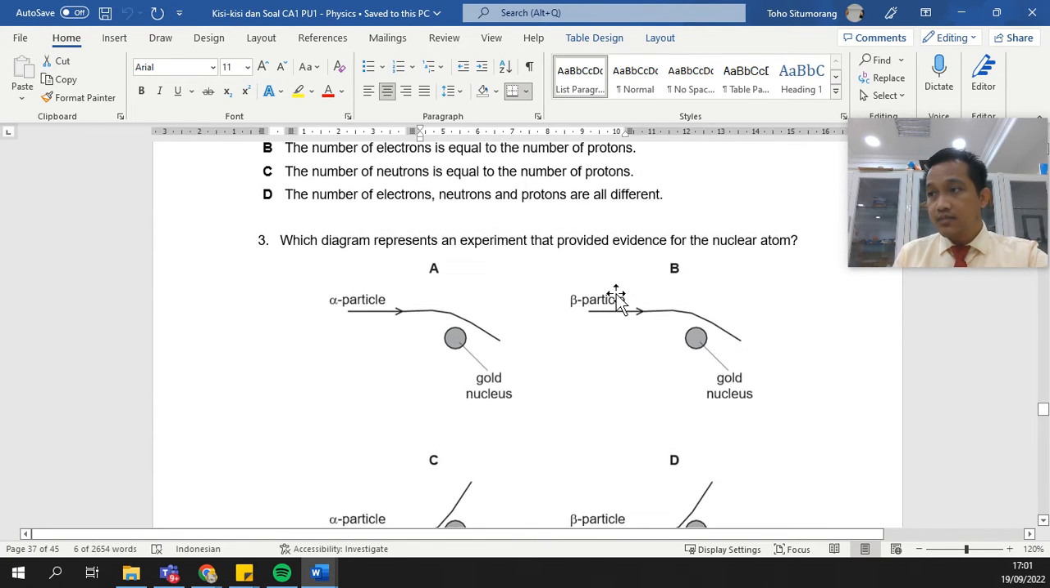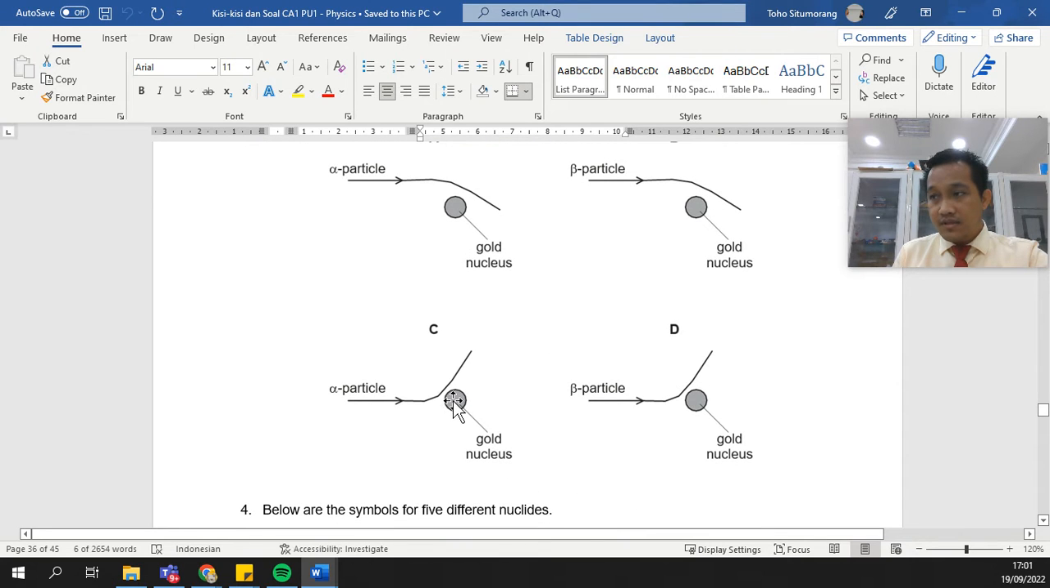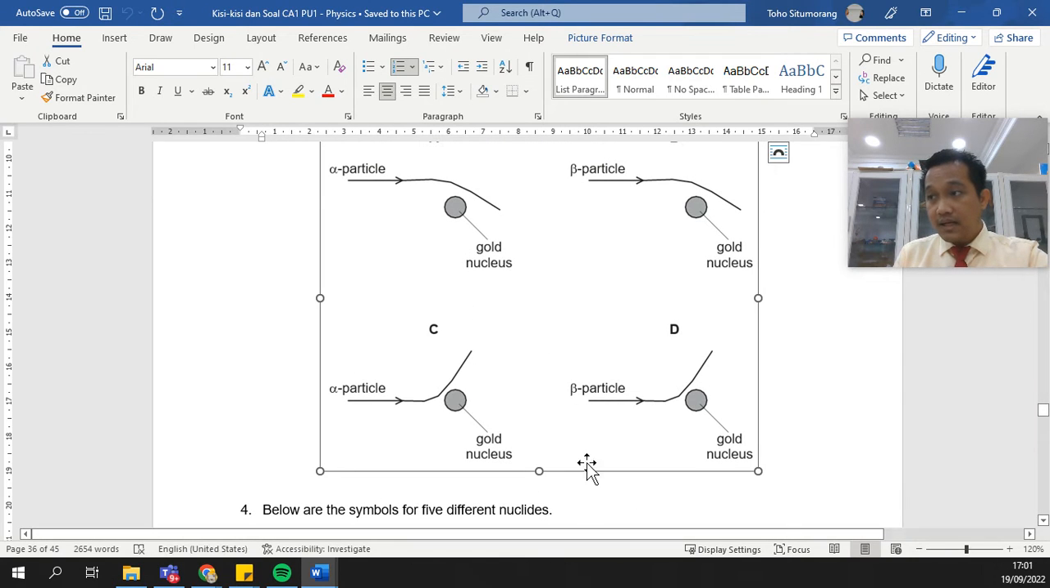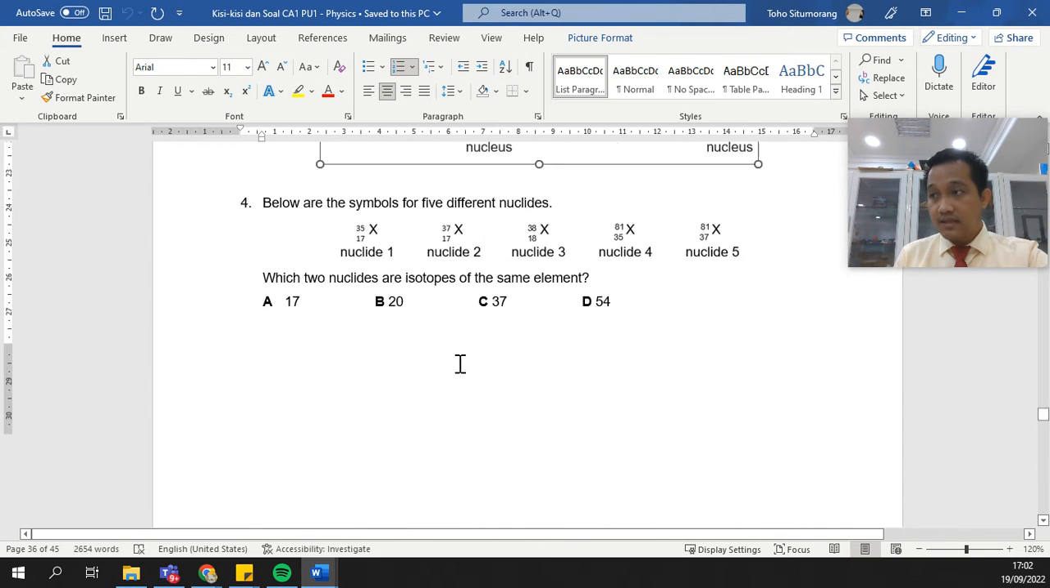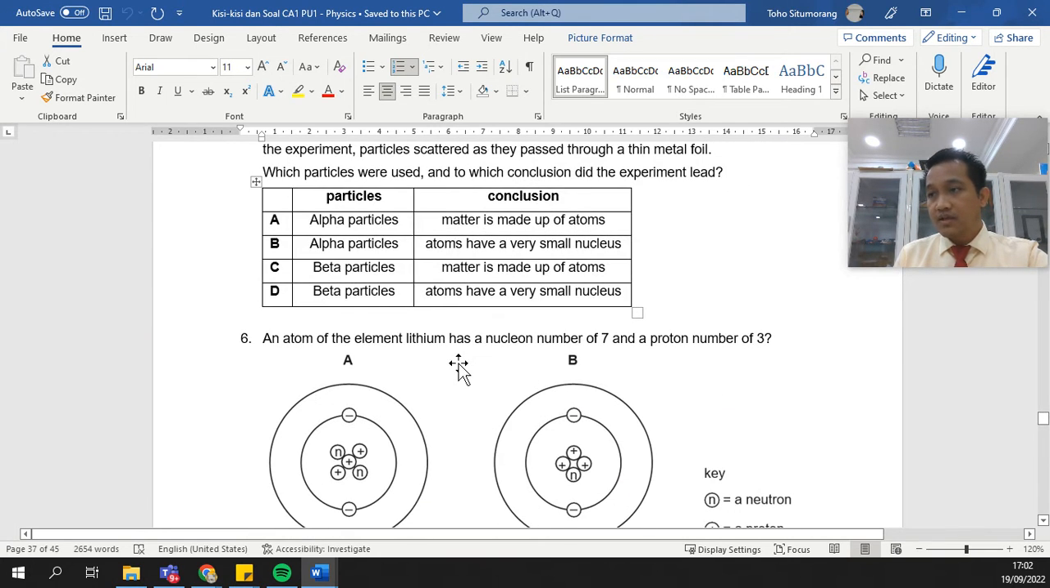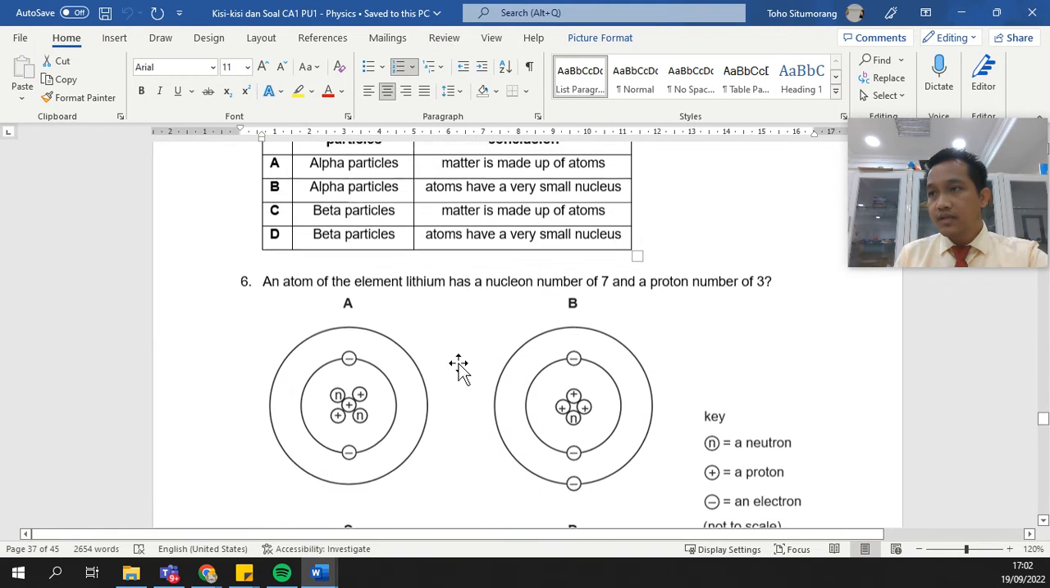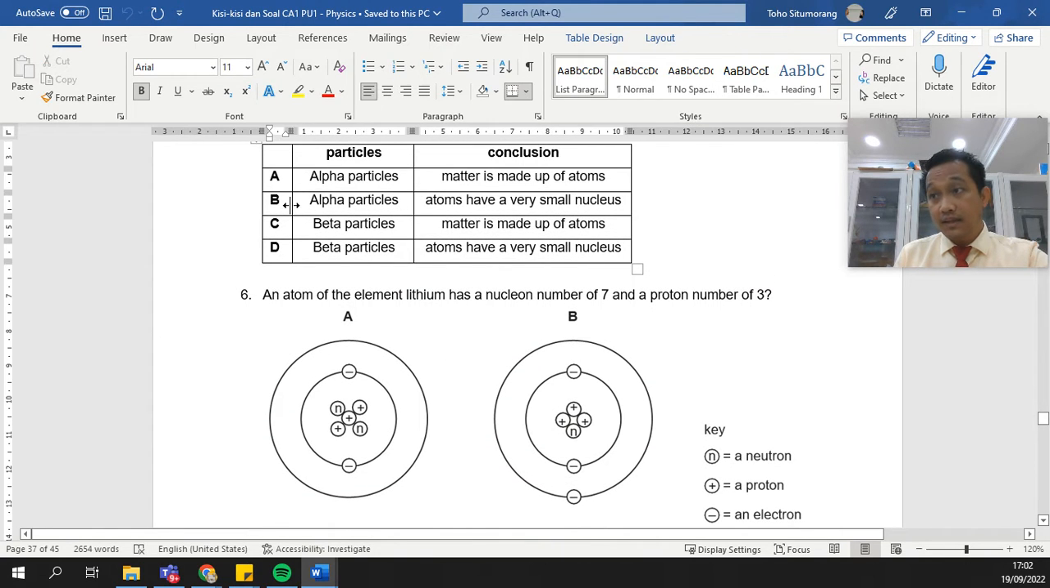Guys, look at this picture. An atom consists of the nucleus and also the electrons around it. But when the alpha particle is deflected, that shows the center, the nucleus, is very dense and positively charged. Okay, so the answer is beta. Sorry, alpha particle. An atom has a very small nucleus.